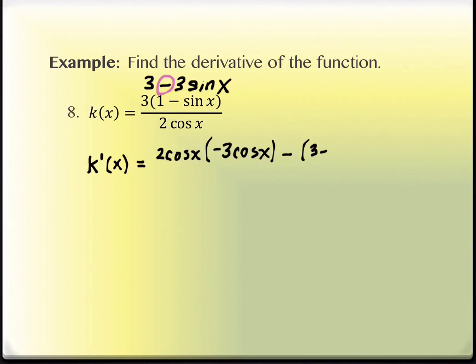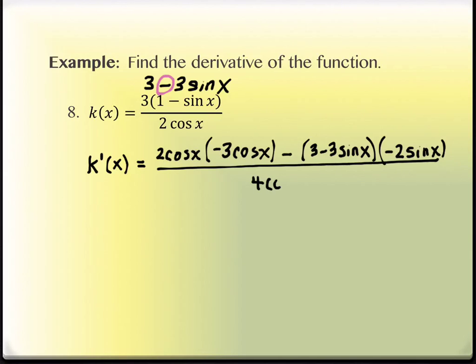So this is 3 minus 3 sine of x times the derivative of the denominator. What's the derivative of the denominator? Negative 2 sine of x, yeah. All of this will be over what? Will it be a 2? Or will it be a 4? It'll be a 4. We're actually multiplying the denominator, 2 cosine of x times 2 cosine of x. That gives me 4 cosine squared of x.